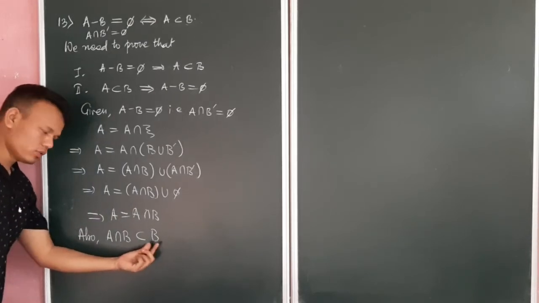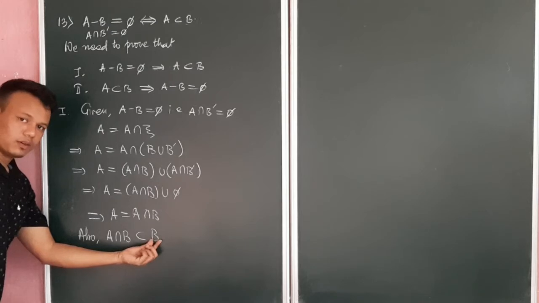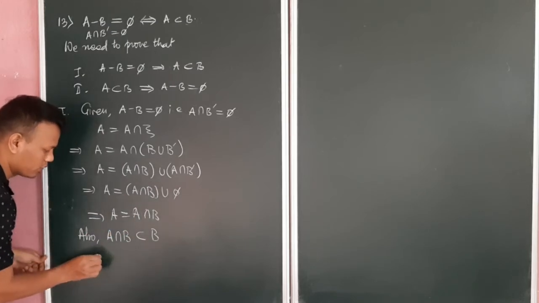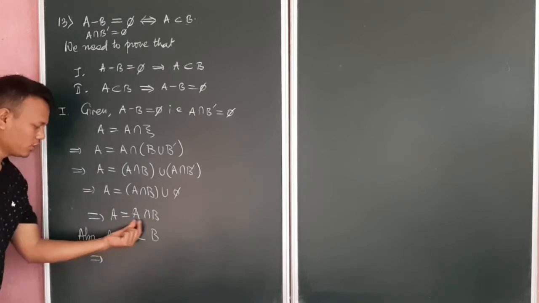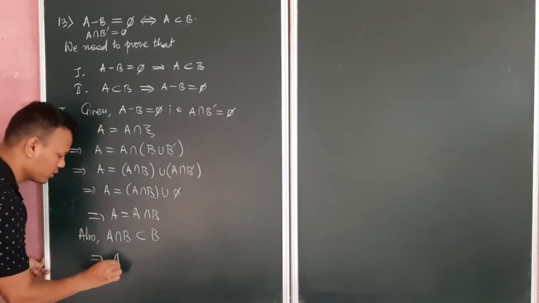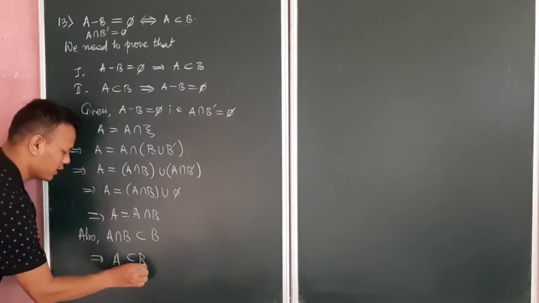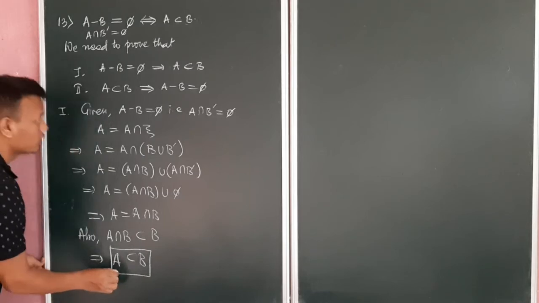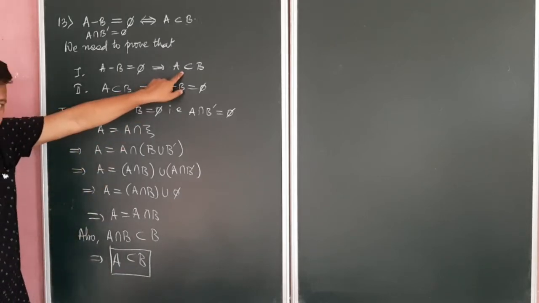Or you can write A also, but I need B. Why? You will understand here. Okay, so we know that A intersection B is what? It is A, right? So that's why instead of this I am writing A. So that's why A is a subset of B. So this is what we need to prove in the first part.